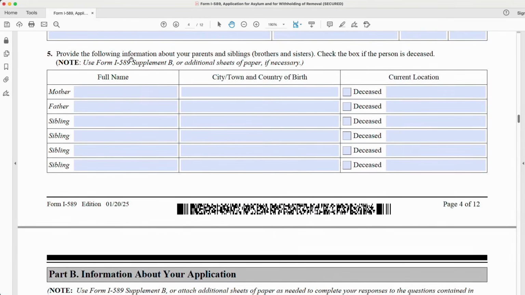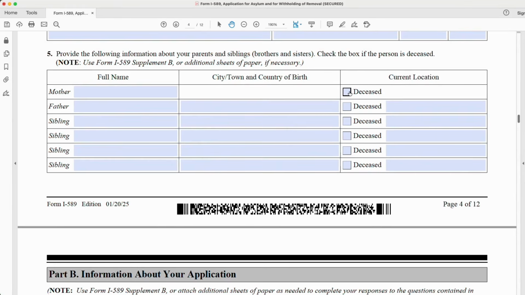Finally, question 5 on this page asks for information about your parents and your siblings. You can provide their full names here on the left side. Next to the names of your parents and siblings, write the towns and countries where they were born here, and their current locations here. The current location can just be the country where they live.